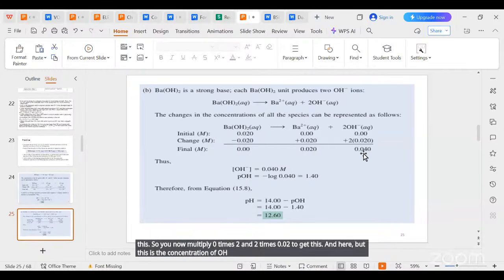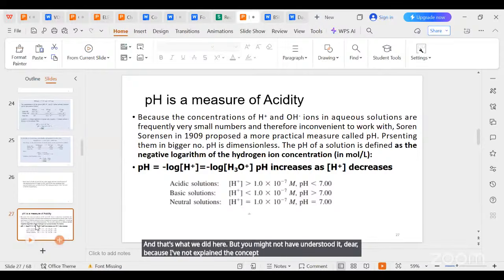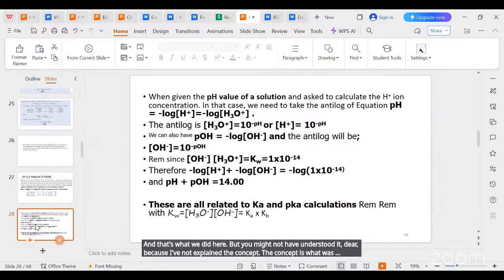pH is only measuring hydrogen ion. So when you do it on the scale, it will be 14 minus that of this. And that's what we did here. But you might not have understood it there because I had not explained the concept. The concept is what was explained here. All we applied here is what we used to solve this other question.